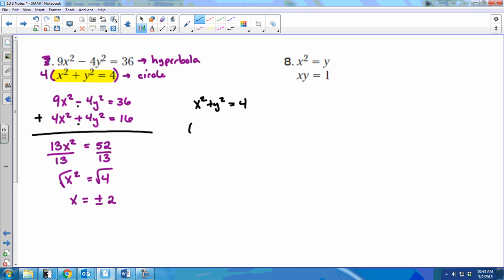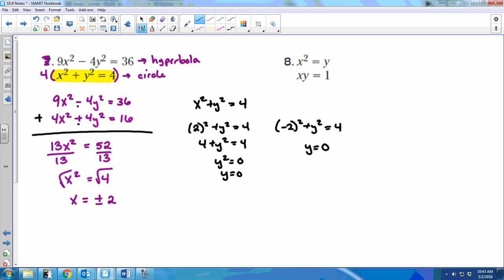So I would have one version with positive 2 squared, one version with negative 2 squared. Yes, they're going to come out to be the same thing, but you have to remember there's two different solutions. So I always at least set it up to make sure you know what y is going to be. So 2 squared is 4. If you subtract 4, you get 0, so y is 0. The same thing is going to happen on the second equation because negative 2 squared is also 4. So I have (2, 0) and (negative 2, 0) as solutions.